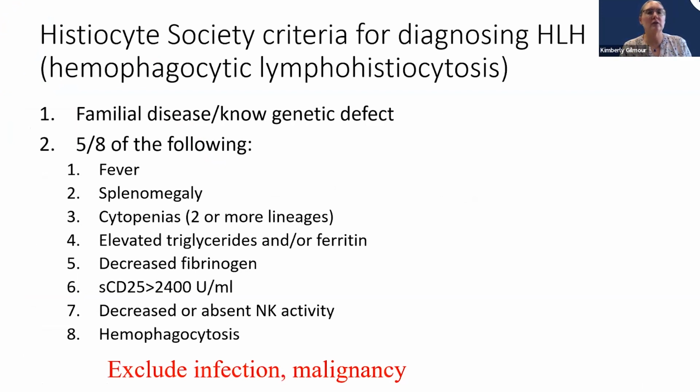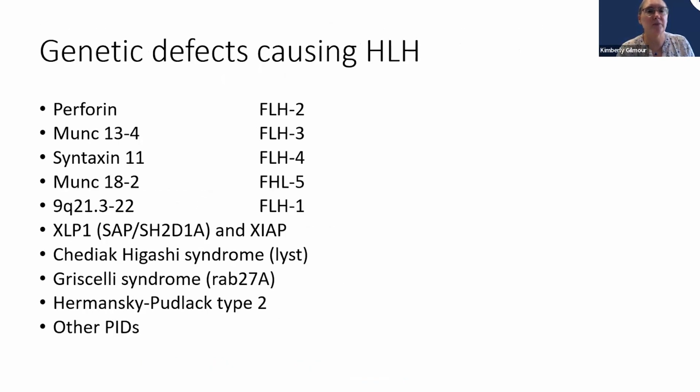So generally, you're considered to have HLH if you have 5 of the following 8: fever, splenomegaly, cytopenias in multiple lineages, raised triglycerides or ferritin, decreased fibrinogen, elevated soluble CD25, decreased or absent natural killer cell activity, and hemophagocytosis that might be on a bone marrow, it might be in another tissue like liver. And it's really important to exclude infection or malignancy, both of which can give you very similar phenotypes.